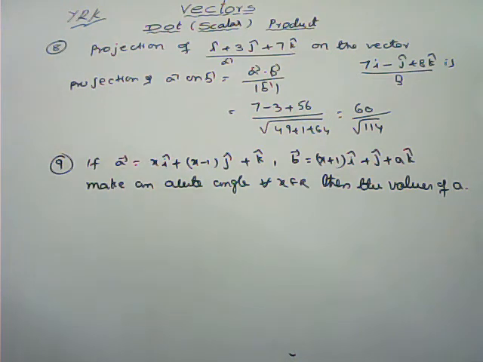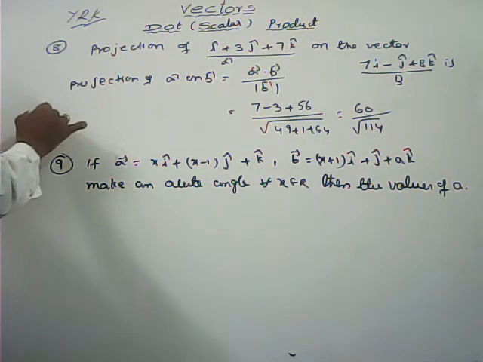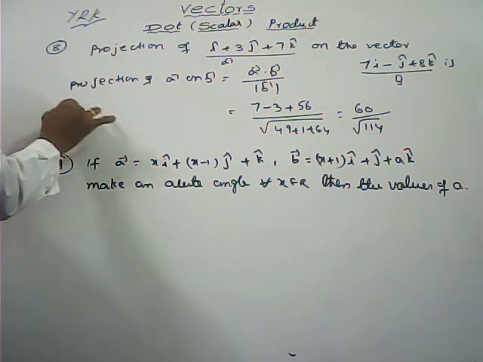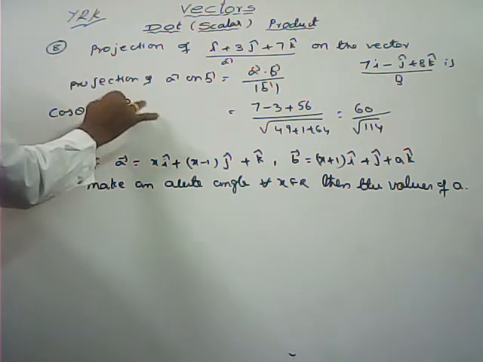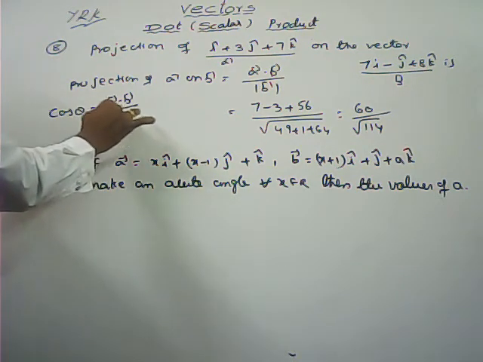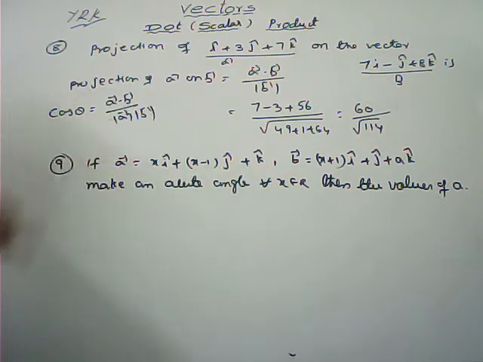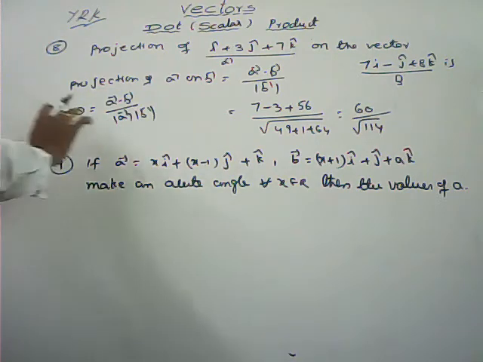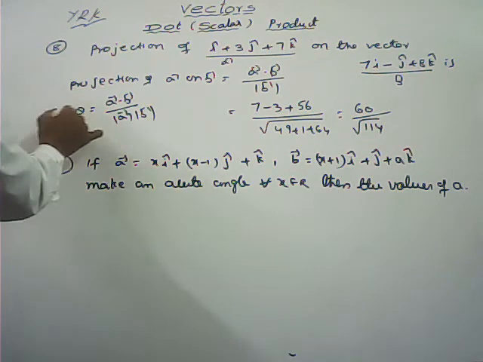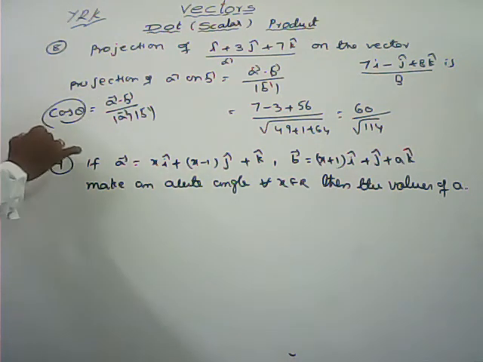Now next one, A bar is equal to x i cap plus x minus 1 j cap plus k cap and B bar also given. Make an acute angle for every x belongs to R. Here, what is the angle between two vectors? So cos theta only. Cos theta is equal to A bar dot B bar by modulus of A bar into modulus of B bar. Now, here theta lies in between 0 to 180 degrees. 0 to 90, we say theta is acute.